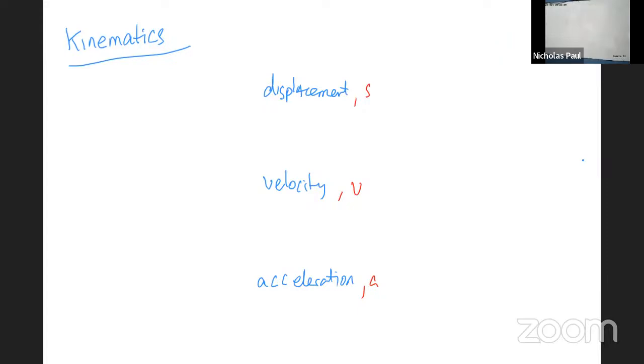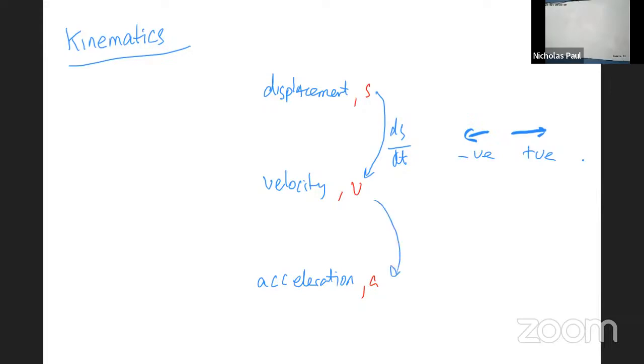Next is velocity. Velocity is your change in displacement over time. That's why to go from displacement to velocity, we differentiate. Okay, we differentiate displacement to go to velocity. Also remember, velocity is a vector quantity. So if one direction is positive, then the next has to be negative. So if you end up with a negative velocity, it simply means that you changed direction.